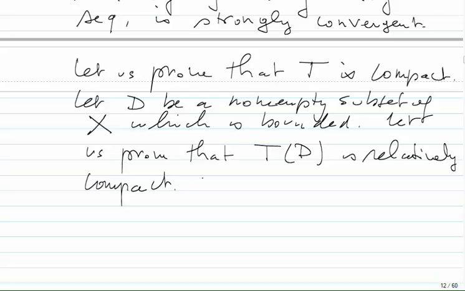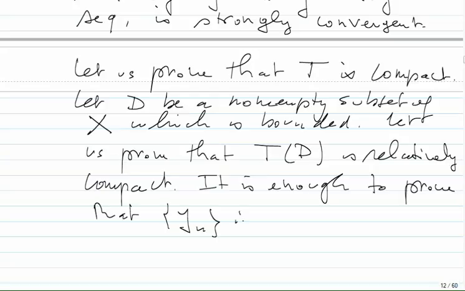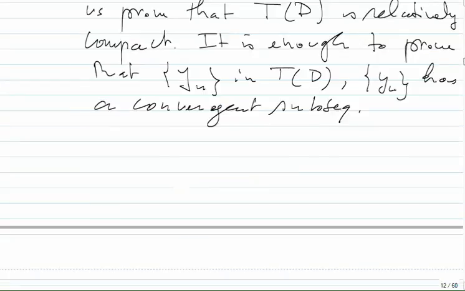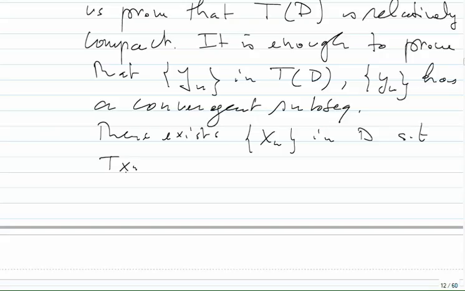So it is enough to prove that any sequence y_n in T(D) has a convergent subsequence. So basically, I'm going to boil down to using the sequential characterization anyway, because the assumption itself is sequential in nature. The image of any weakly convergent sequence is convergent, and that's why I'm going back to sequences. So we know that there exists a sequence x_n in D such that T(x_n) = y_n.